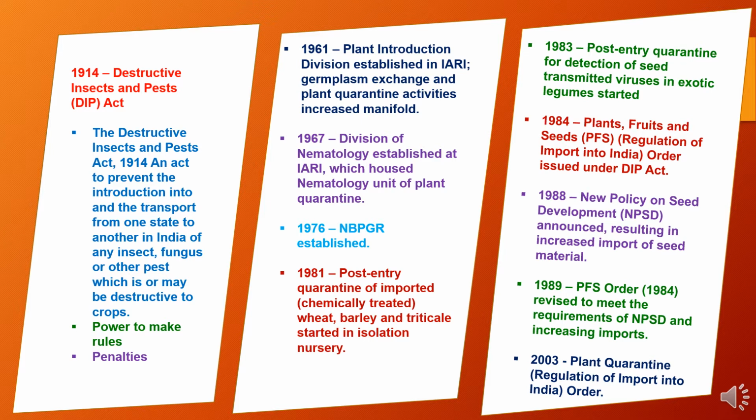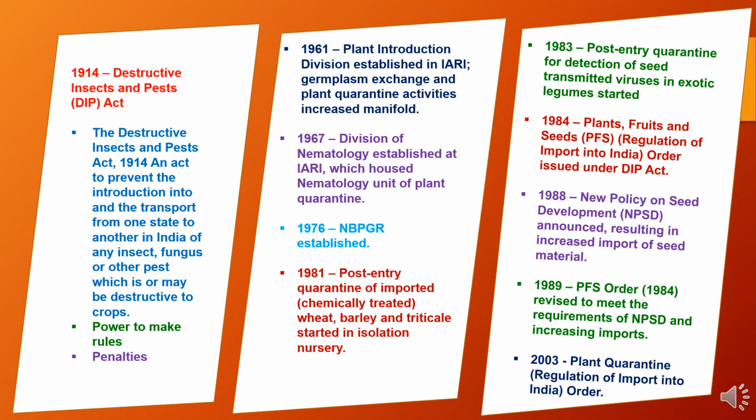In 1961, the Plant Introduction Division was established in the Indian Agricultural Research Institute (IARI), where the germplasm exchange and plant quarantine activities increased manifold. In 1967, a division of nematology was established in IARI, which housed the nematology unit of plant quarantine. In 1976, the National Bureau of Plant Gene Research was established, and in 1981 post-entry quarantine of imported materials which were chemically treated, like wheat, barley and triticale, started in the isolation nursery.